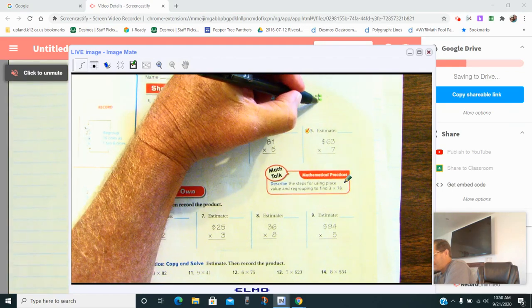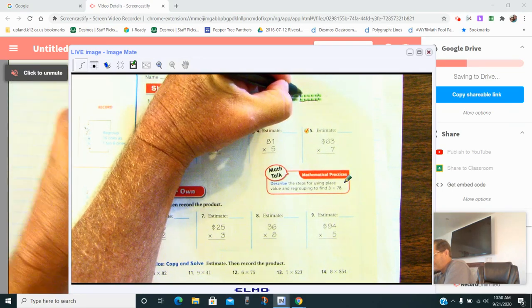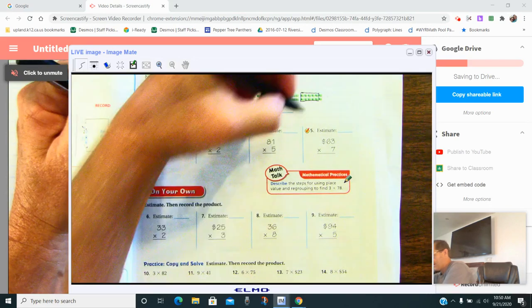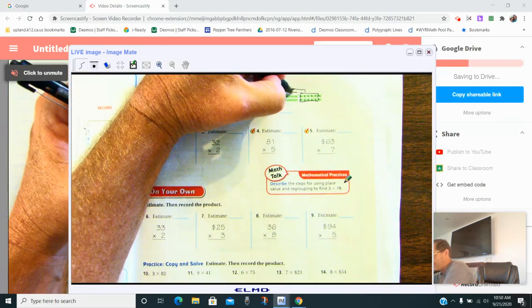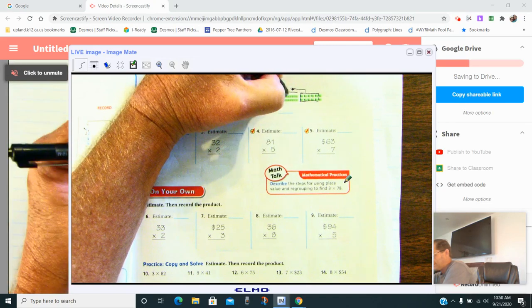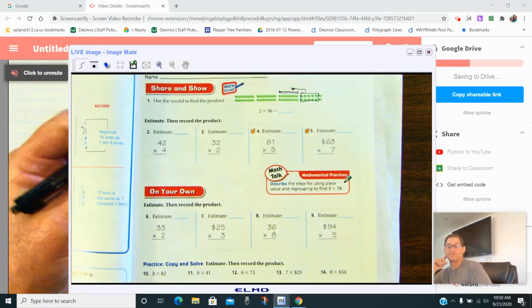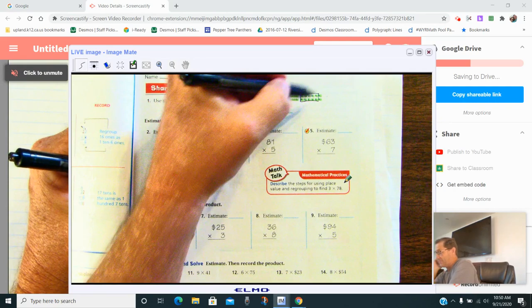So I can take 10 of those ones and trade them for one 10. All right, that leaves me with 2 ones.